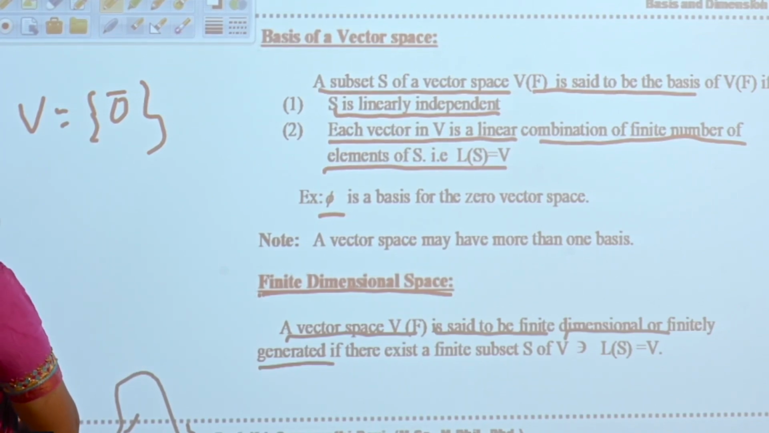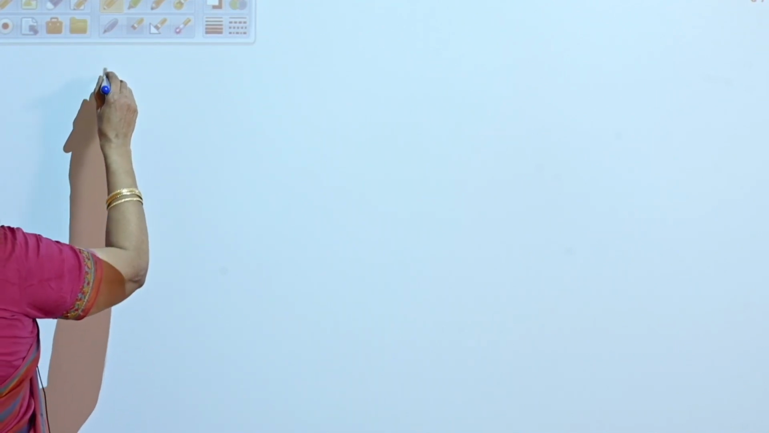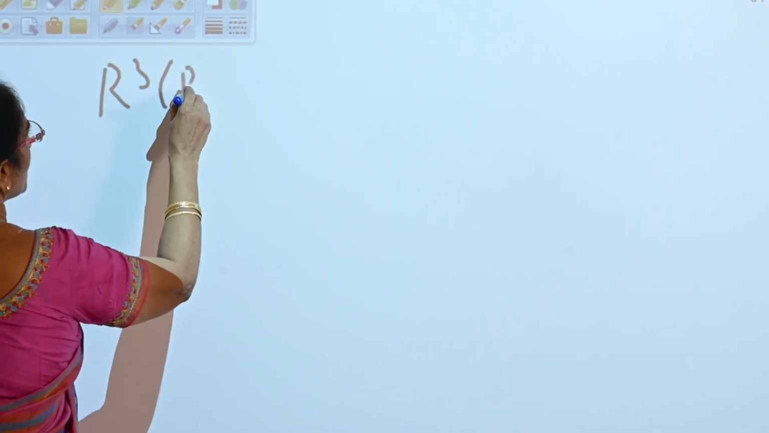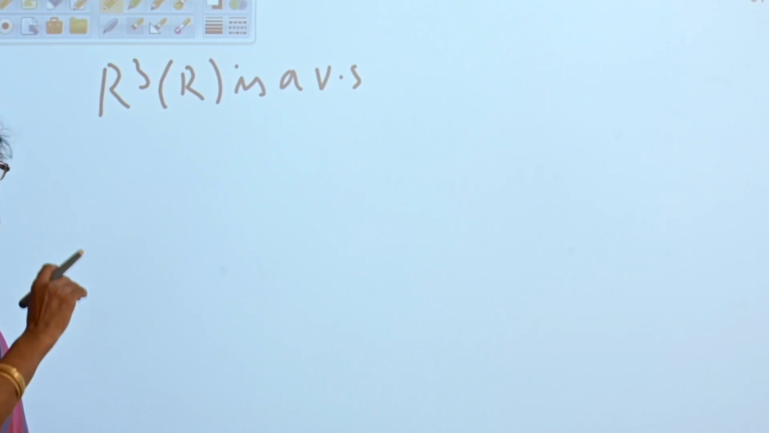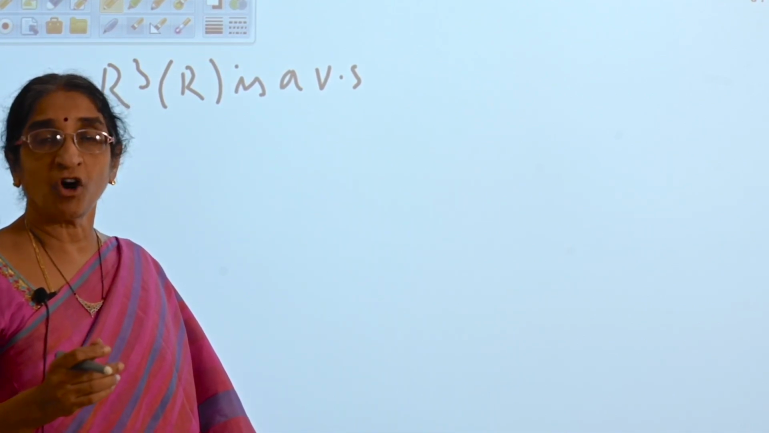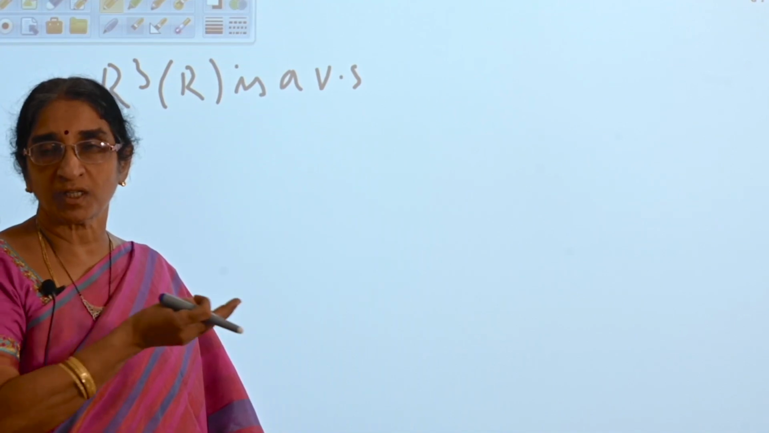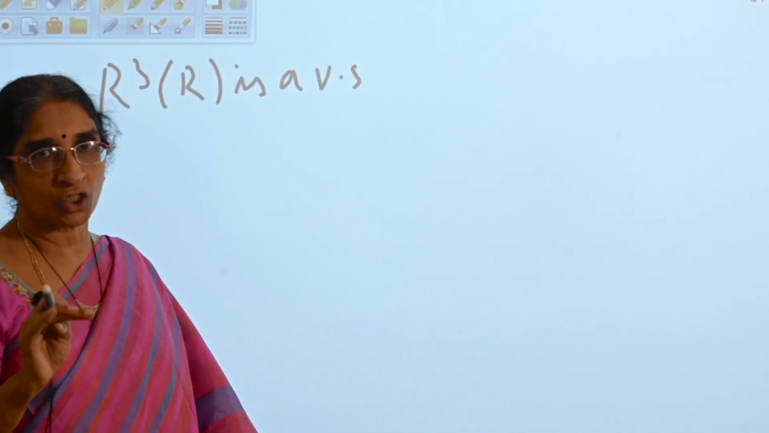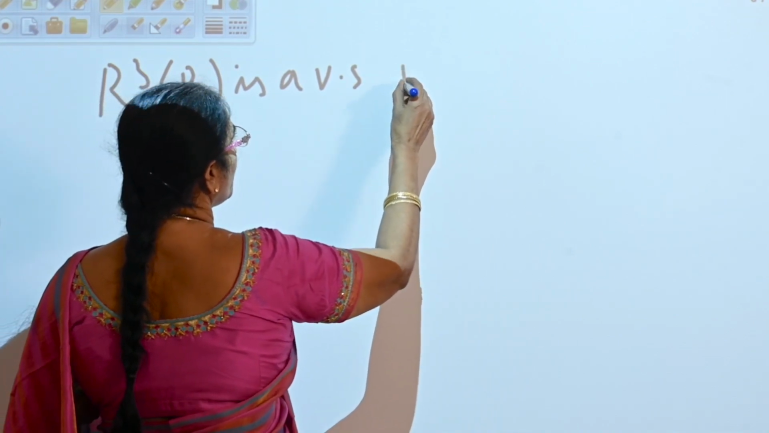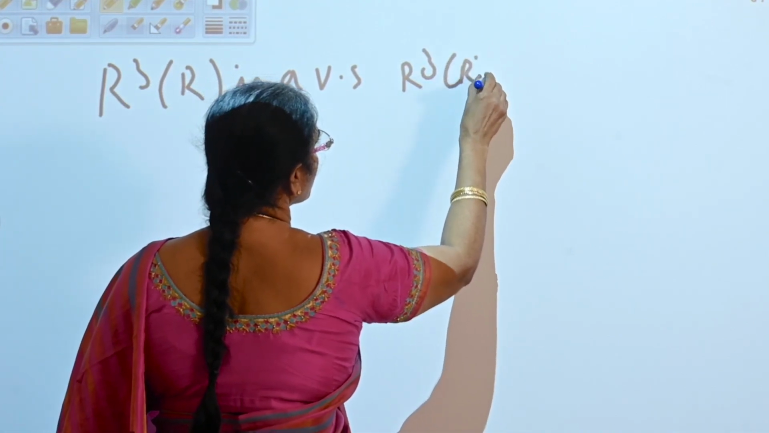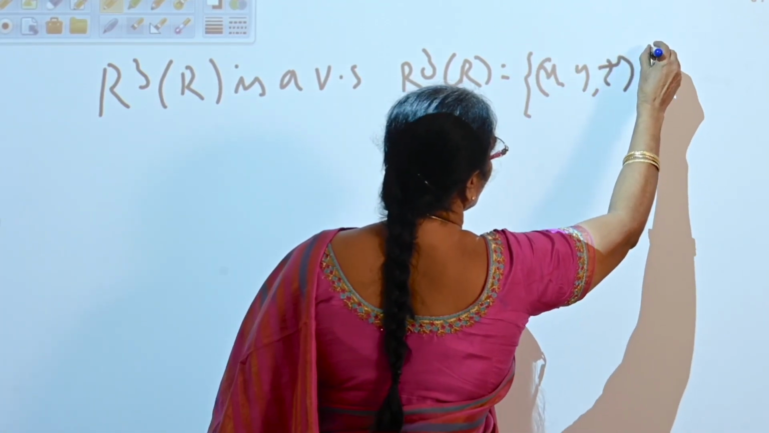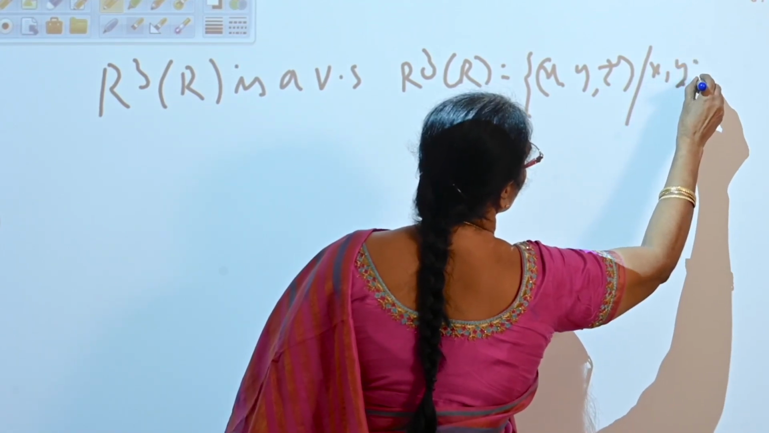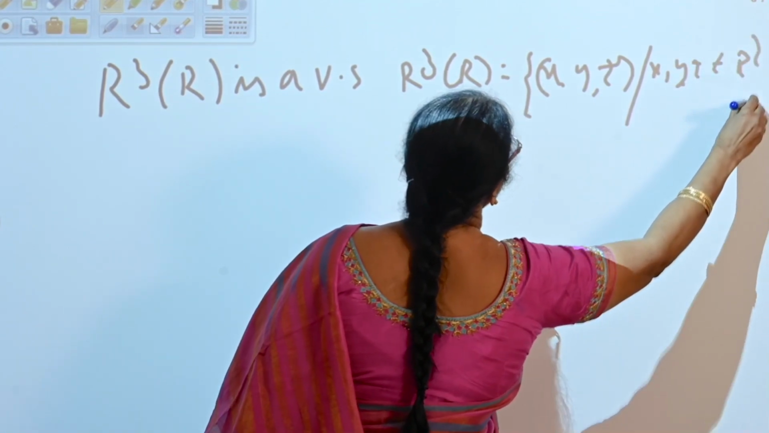Okay. Now see the examples of basis set. Suppose you take R3 of R as a vector space. It is a vector space, already we proved, is it? In vector space we have proved the set of all ordered triads will form a vector space with respect to the defined vector addition and multiplication. Now what is R3 of R? R3 of R is the set of all (x, y, z) where x, y, z belongs to R. This is R3 of R.